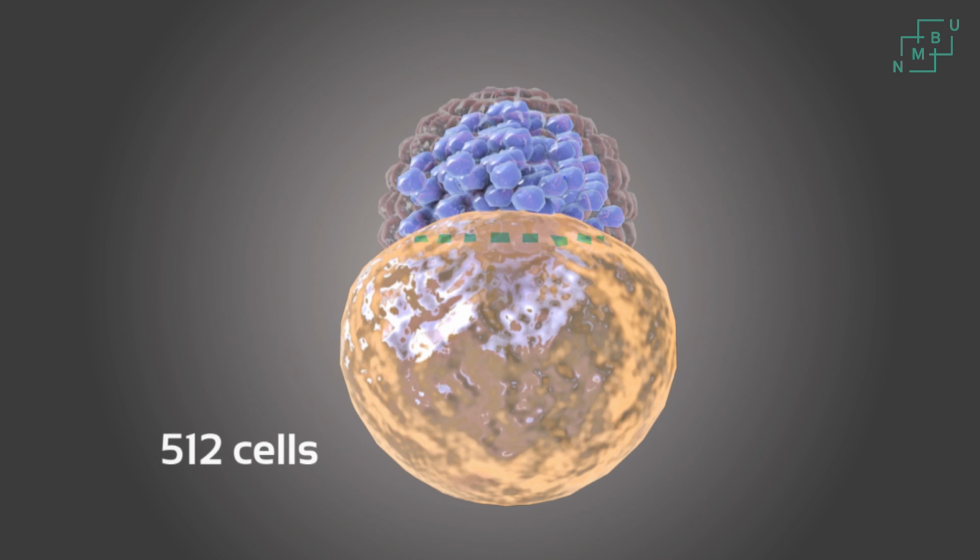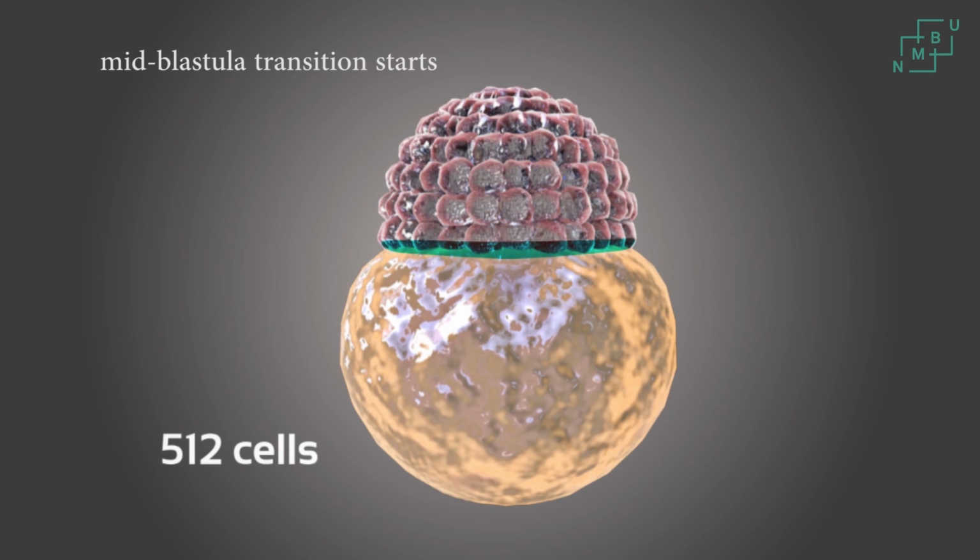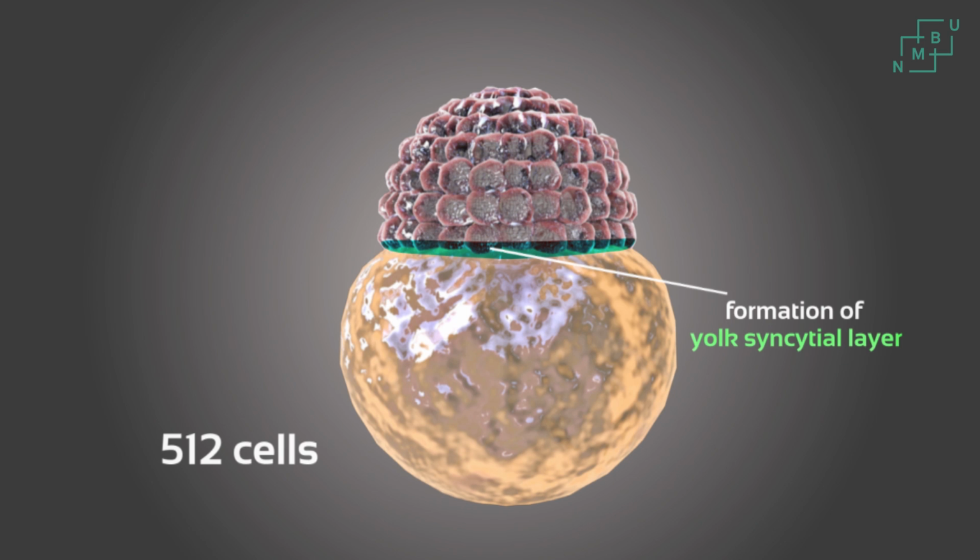At the 512 cell stage, with the 10th cell division, the mid-blastula transition starts, and formation of the yolk syncytial layer also starts. With the mid-blastula transition, the cell cycle lengthens and becomes asynchronous. Also, the deep cells become motile. The yolk syncytial layer is visible as a single ring around the blastodisc margin.